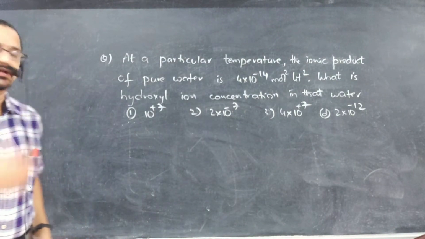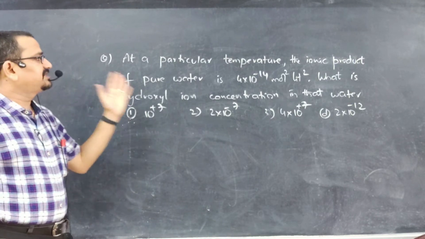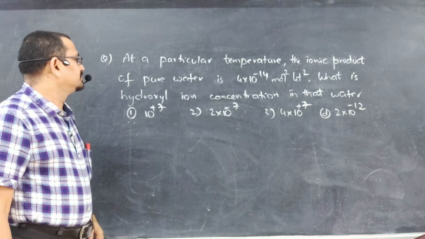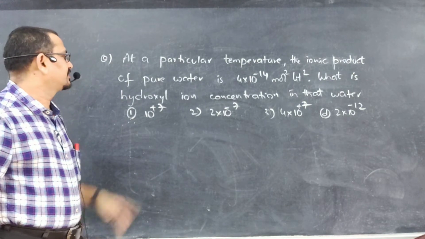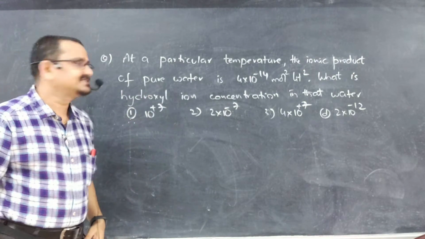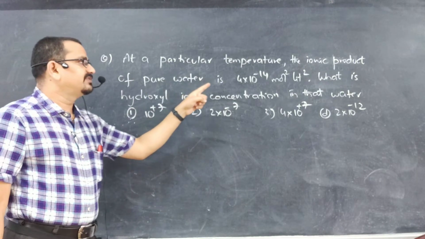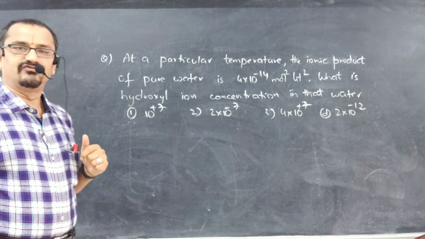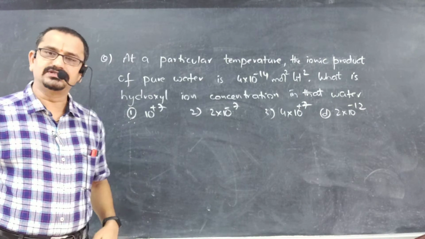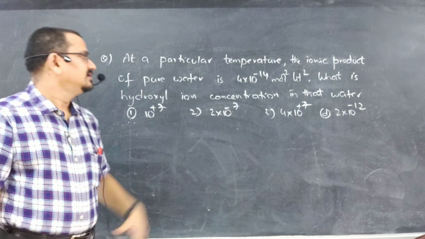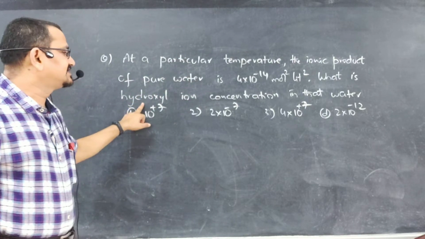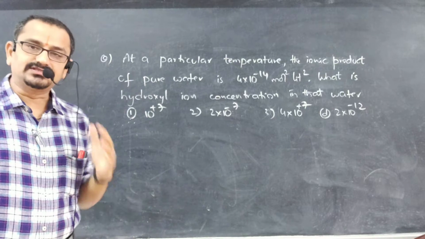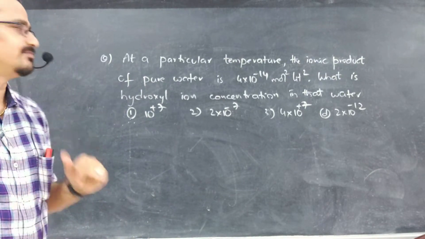This is our next question. At a particular temperature, the ionic product of pure water is 4 into 10 power minus 14 mole square per liter square. What is the hydroxyl ion concentration in that water sample?